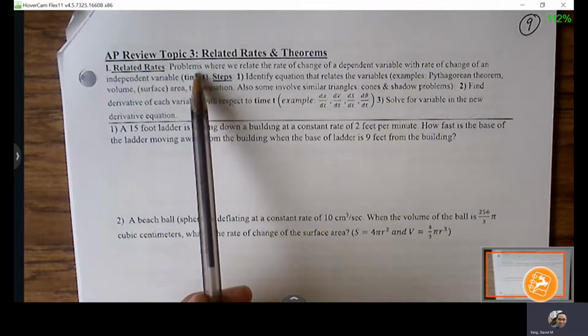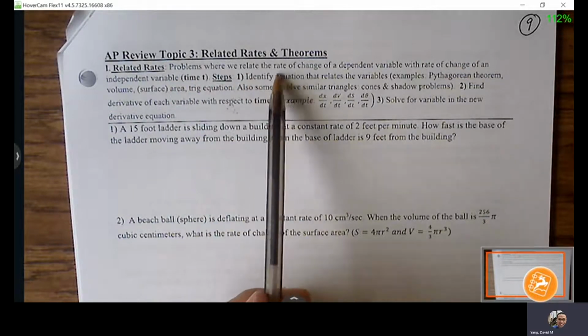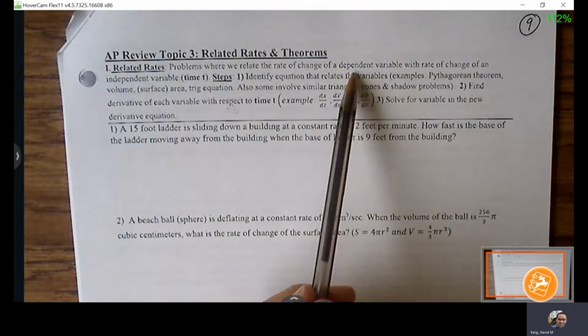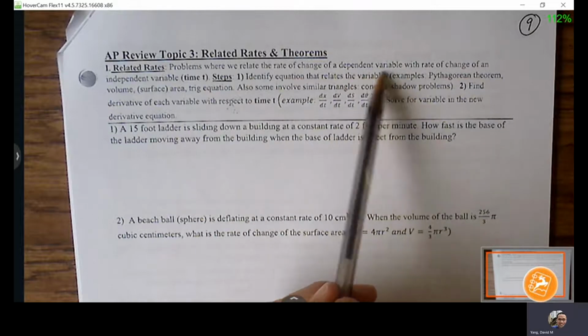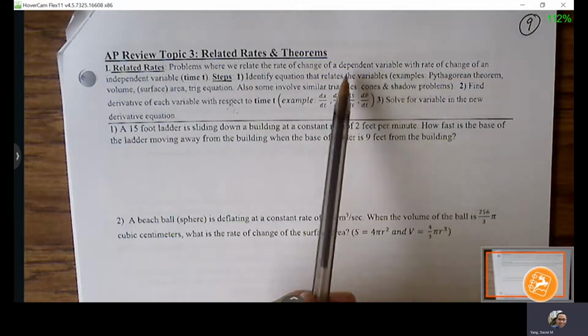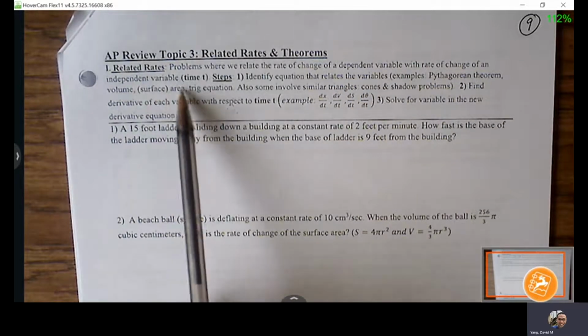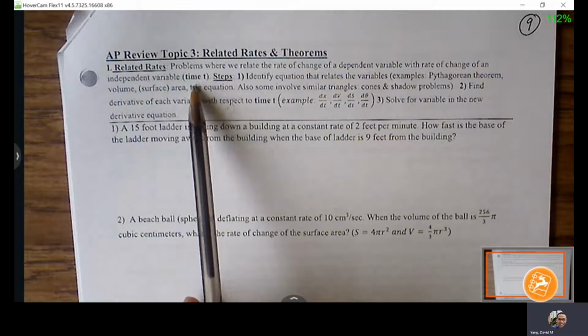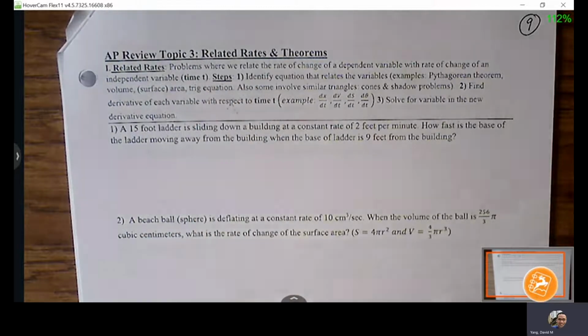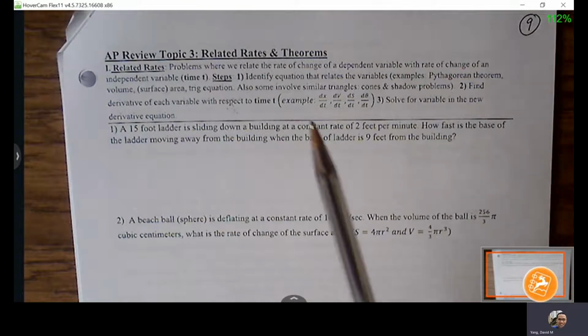So with related rates, these are problems where we relate the rate of change of a dependent variable, such as basically any variable that we have in the problem, with the rate of change of an independent variable, which is time t. And a lot of times, time t will be invisible from the equation that we're going to build. It's only going to show up as we find the derivative.